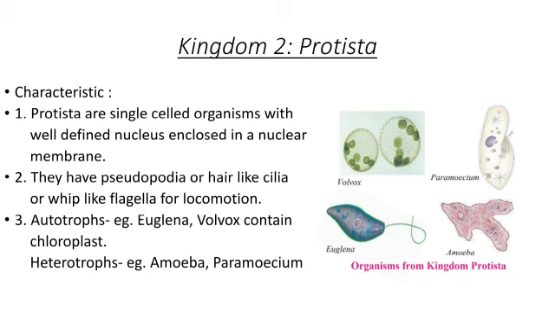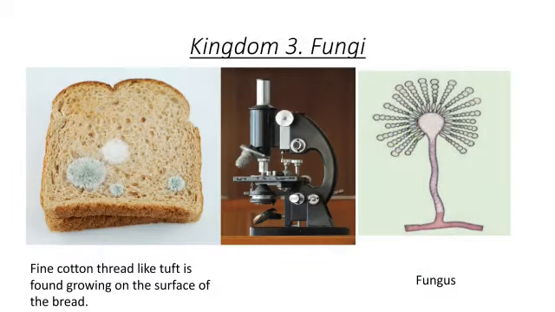Third, autotrophs. Example, Euglena, Volvox. They contain chloroplast. Heterotrophs, example, amoeba and paramecium. Kingdom third, Fungi.